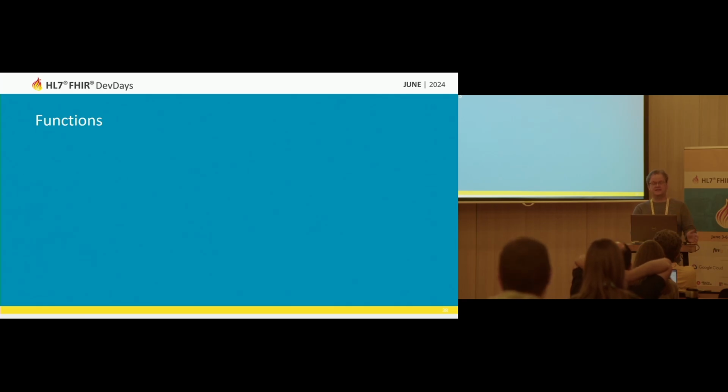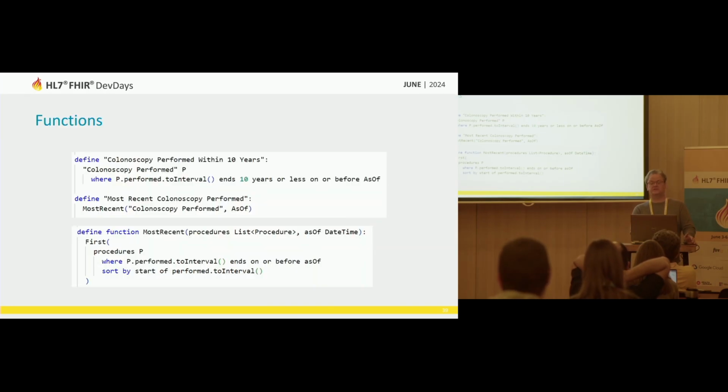This is one of the key aspects of CQL beyond FHIR. In FHIR, you have to just say everything over and over again. Whereas in CQL, you get to actually define a function, and then you can name that expression. It's basically a named expression, and you can reuse that wherever you want. So in this case, we have most recent colonoscopy performed and colonoscopy performed within 10 years.